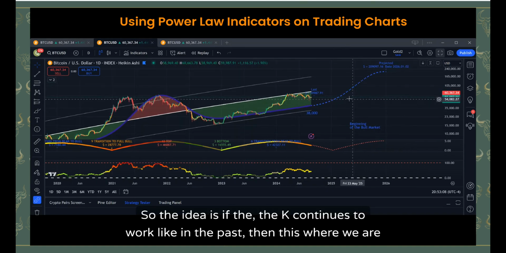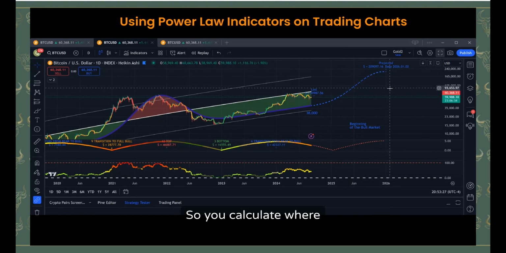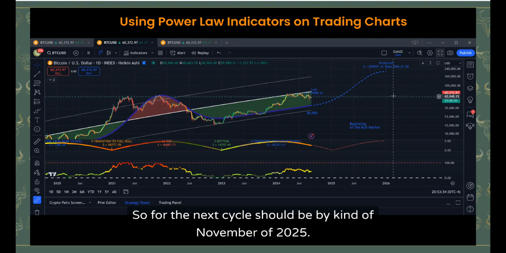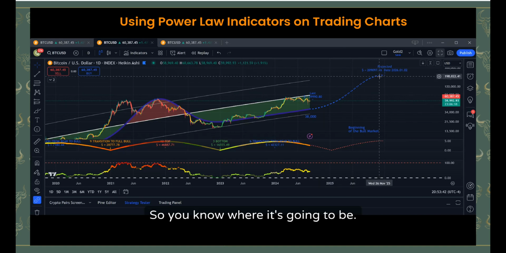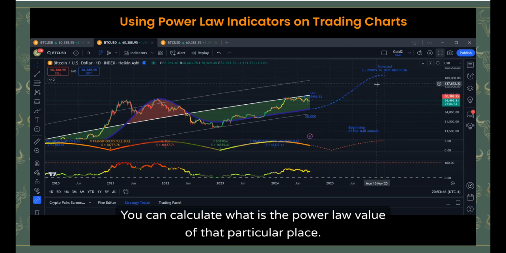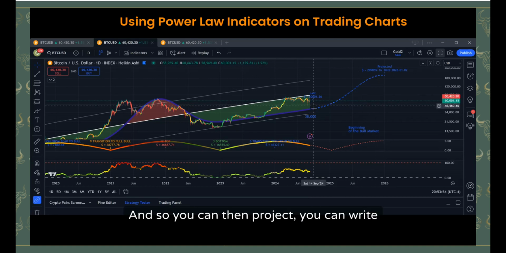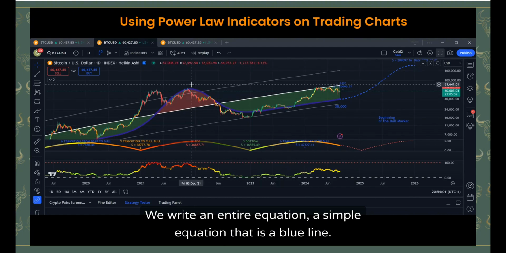So the idea is, if the decay continues to work like in the past, then this is where we think the next top is going to be, because it turns out to be about 80% deviation from the trend. You calculate where the next bubble is, because again, they happen at very precise times during the cycle. The next cycle should be around November of 2025. So you know where it's going to be. You can calculate the power law value of that particular place, calculate 80% deviation from the trend, and this is what you get: 200,000. And then you can project it. It's just an equation, a simple equation, that is the blue line.